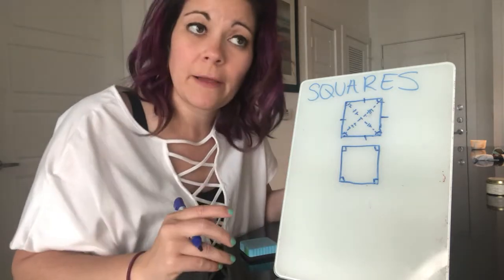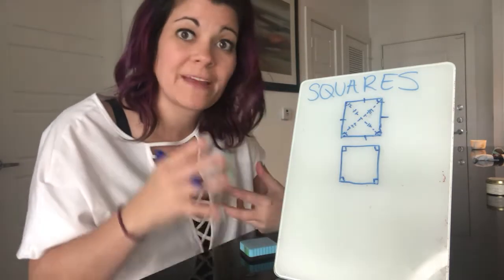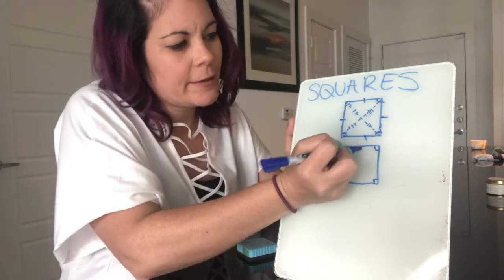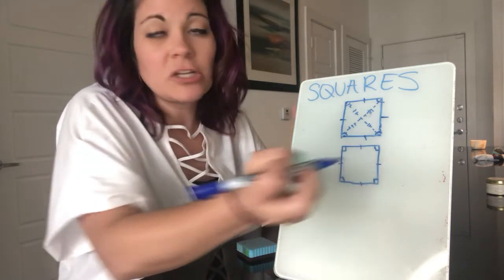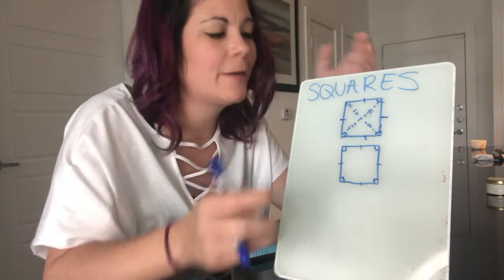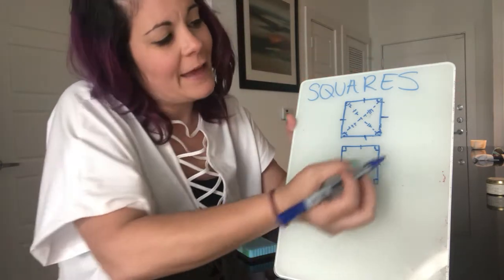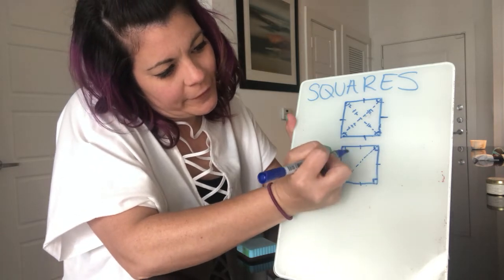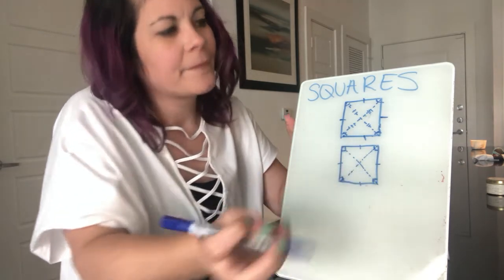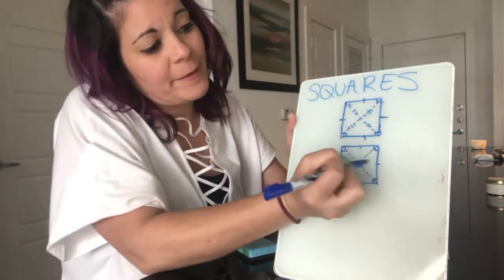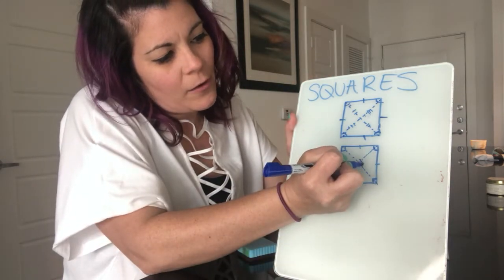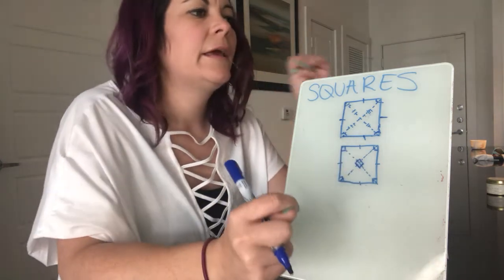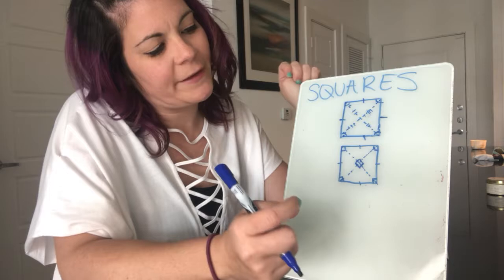Now a square is a parallelogram and a rhombus, but a square is a more specific name for it. So it has 4 right angles, 4 congruent sides, not just opposite sides are congruent, 4 congruent sides. Diagonals are congruent. So the diagonals are congruent. And the diagonals are perpendicular, which means that they create a right angle right there.